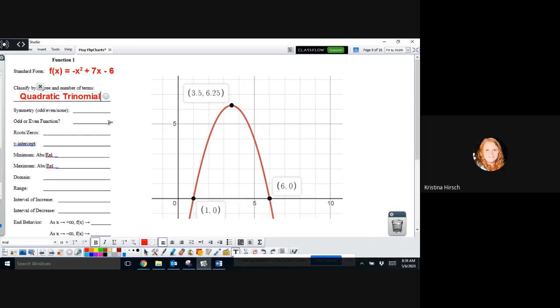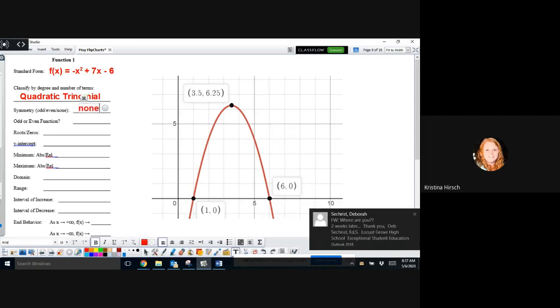All right, now we want to look at symmetry. Remember, with symmetry, it all depends on whether or not you can fold it in half like a book with the y-axis being in the middle, or if you can rotate it 180 degrees around the origin and it still matches up perfectly. This particular function, you can fold it in half like a book. The problem is that's not the y-axis. So this particular function does not have symmetry.